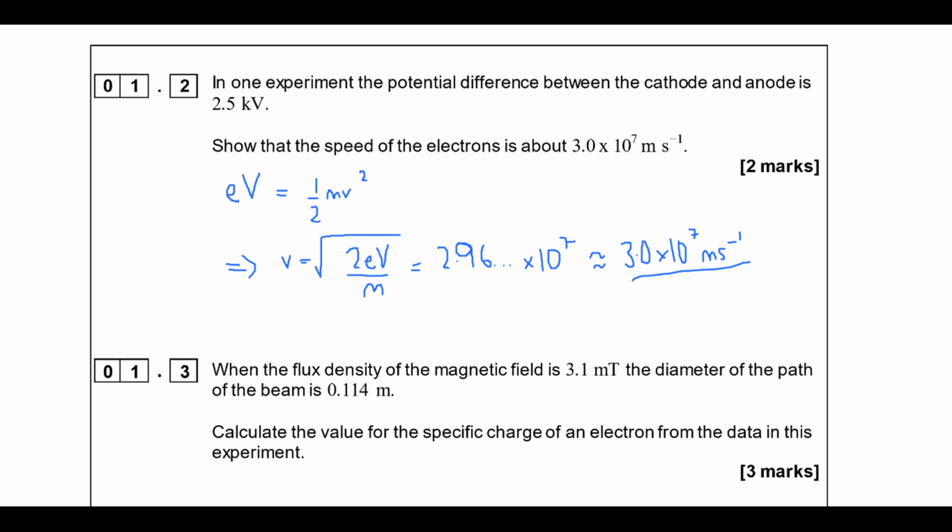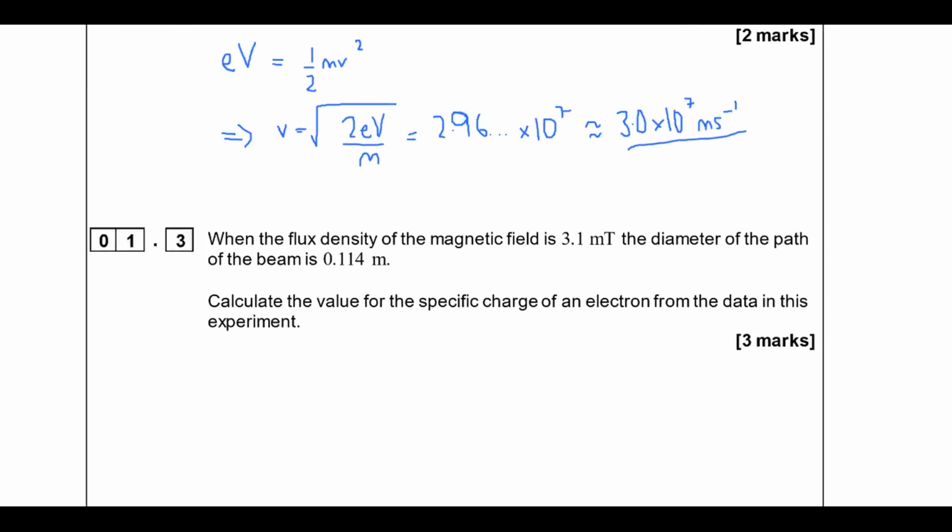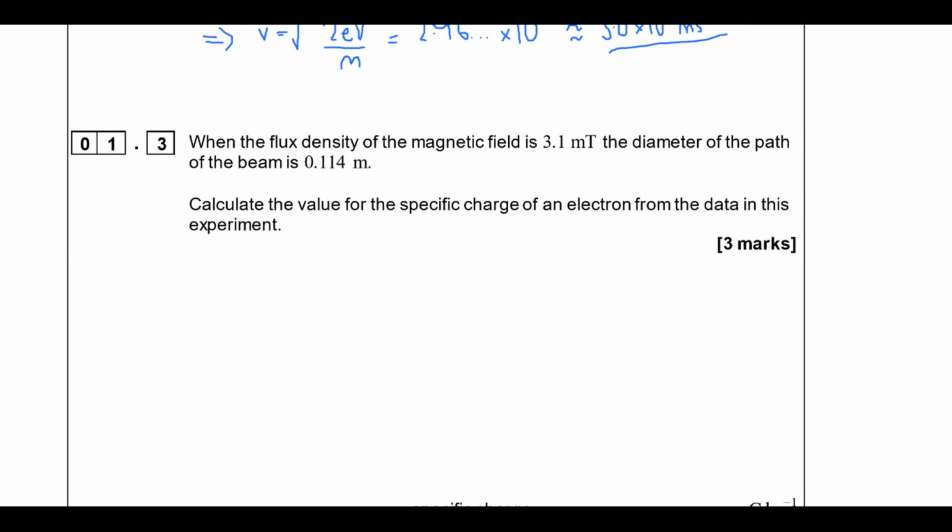Okay, so that finishes part 2. Let's move on to part 3. Okay, so we've got the flux density and we've got the diameter of the path taken, so we want the value of specific charge. So if it's moving in a circular path, what we can do is equate the equation for centripetal force with the magnetic force, because that is the force causing the circular motion. So that's what we can do. So we can cancel out the v's and essentially get an expression for the charge divided by the mass.